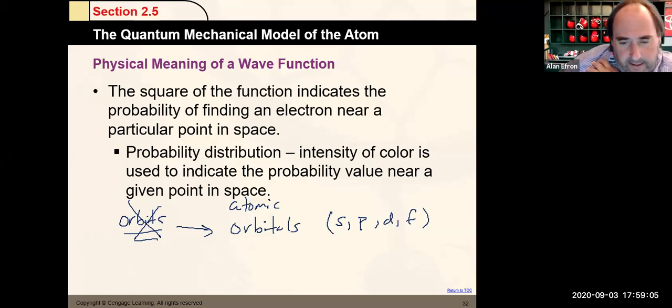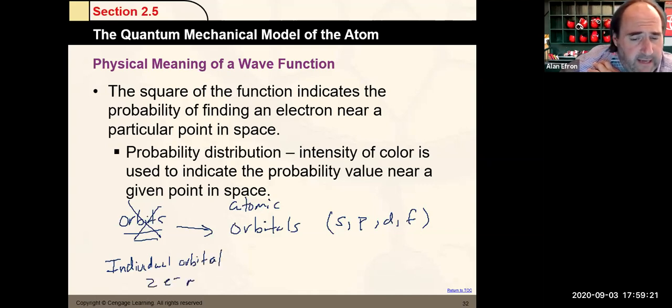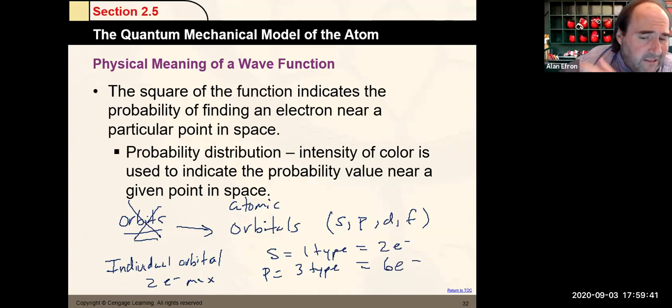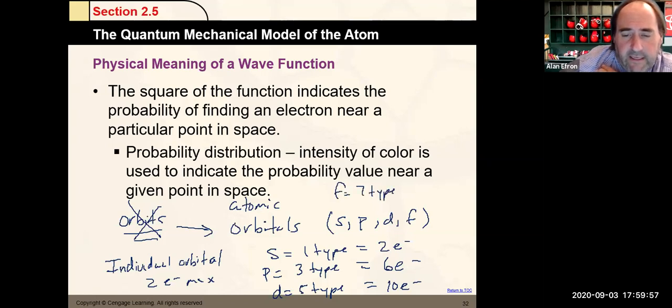We'll talk about this a little more later, but you may be familiar with a couple of things. Any individual orbital could hold 2 electrons maximum. When we talk about s orbitals, there's only one type, so you can max out at 2 electrons. P orbitals, as we will see, come in 3 types: px, py, and pz, which means if you max them out, you can have 6 electrons. D orbitals have 5 different types, which if maxed out would be 10 electrons, 2 each. And lastly, f orbitals have 7 different types, and if you max them out, you would be at 14 electrons maximum.